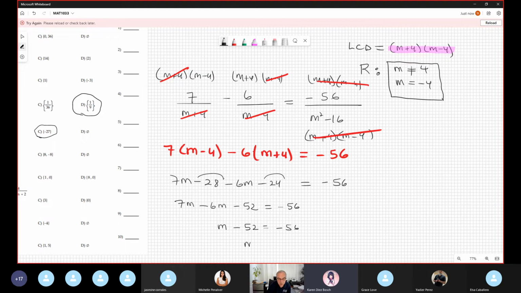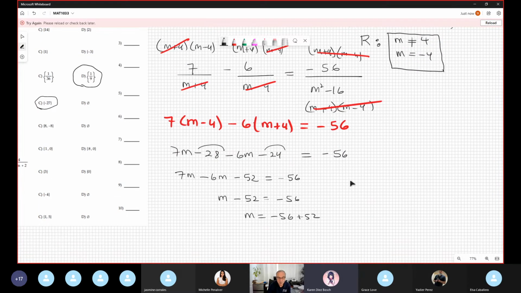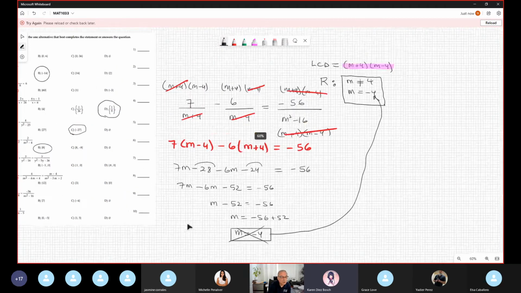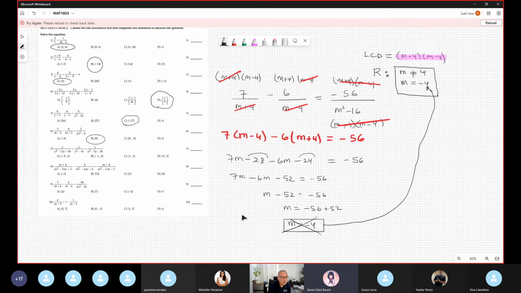Now I move 52 to the right hand side, so it's minus 56 plus 52. That is negative 4. We get one solution. In this case, it is coincident with the one restriction. Therefore, this solution is a bad guy. And this equation, guys, we have no solution in this equation. Okay? No solution is the answer. Do you see clear now? You select this. Empty set. Yes.